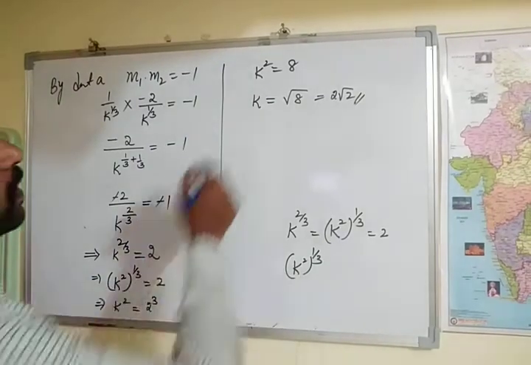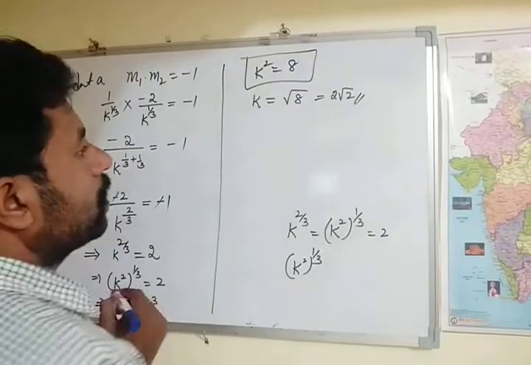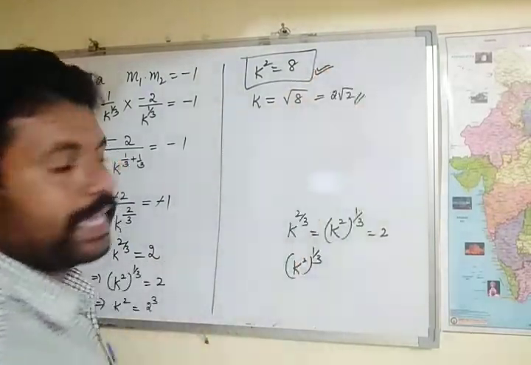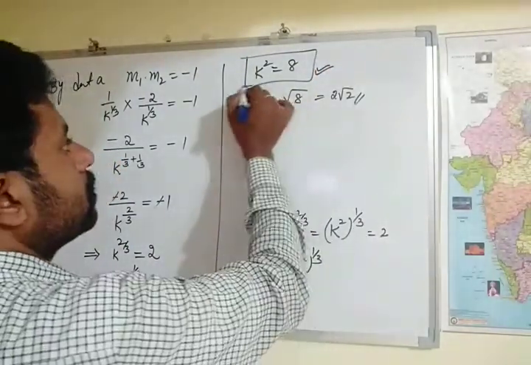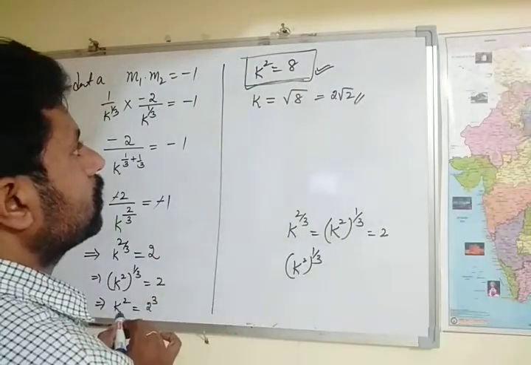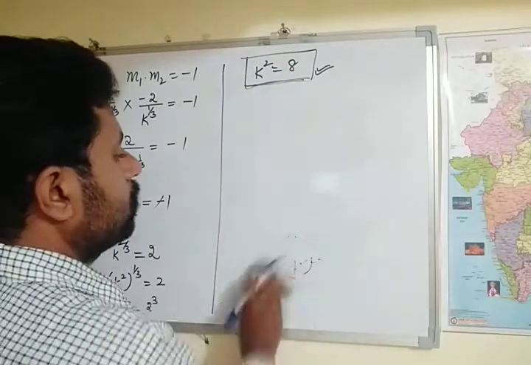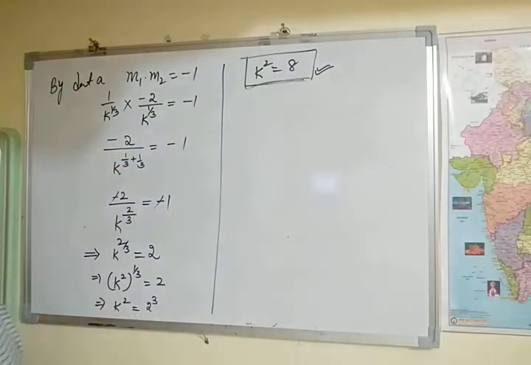Here, in this question, we have to find the value of k square. The k square value is 8. This is the required solution. Now option B is correct. No need to find the k value here; find only the k square term. k square is 8. Option B is correct.